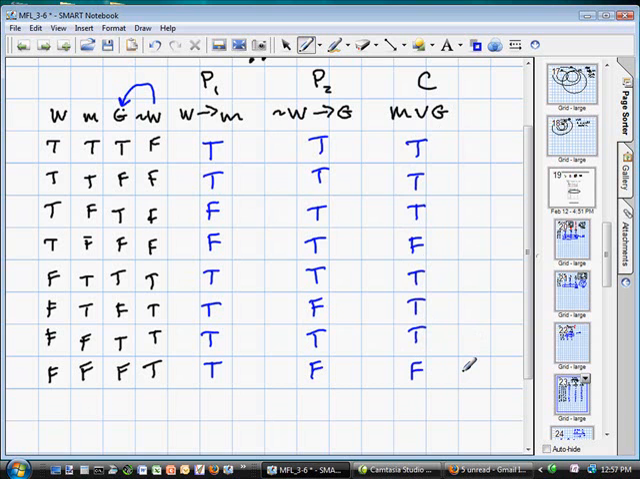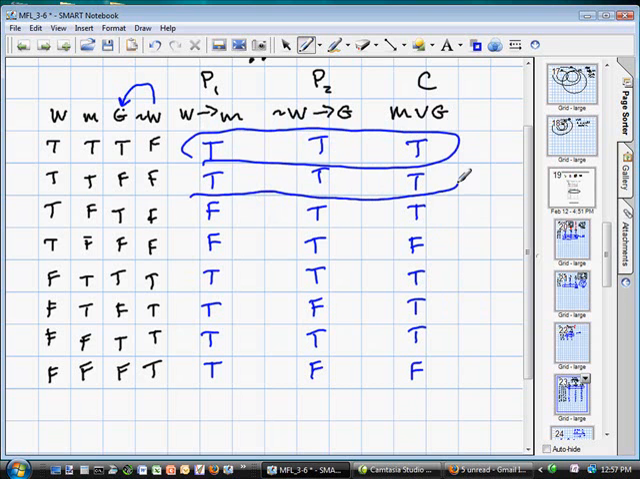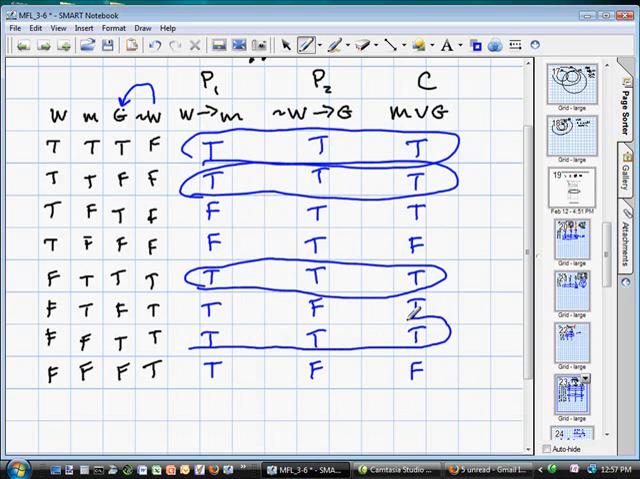Okay. Now, find all the premise rows. Excuse me. Find all the rows where both the premises are true. So, that's the first row, second row, this row, this row. Did I miss any? I don't believe so. Are any of the conclusions in the circled rows false? No. Aha! So this must be a valid argument. Make sense?